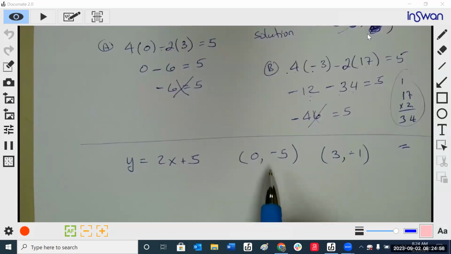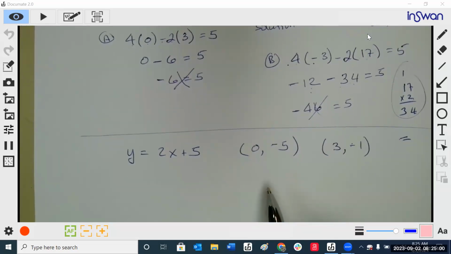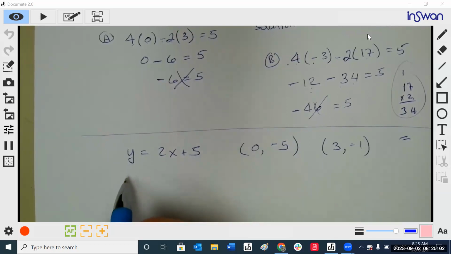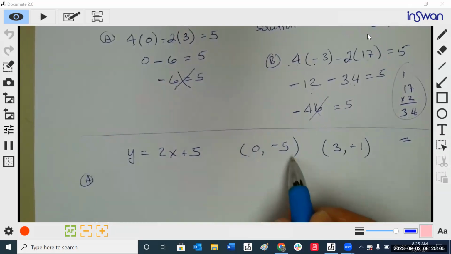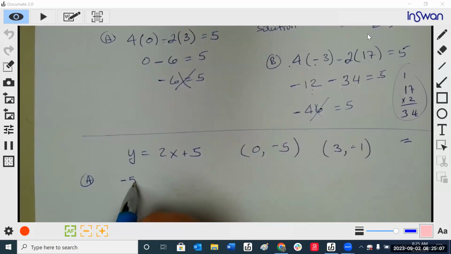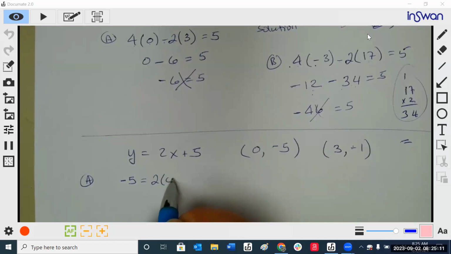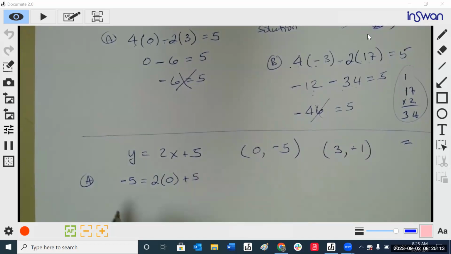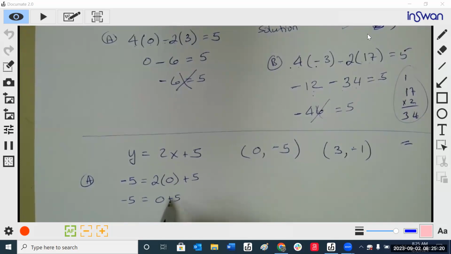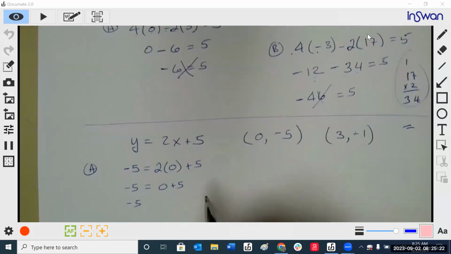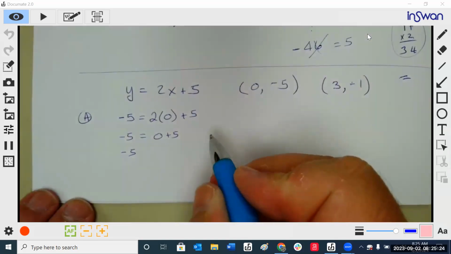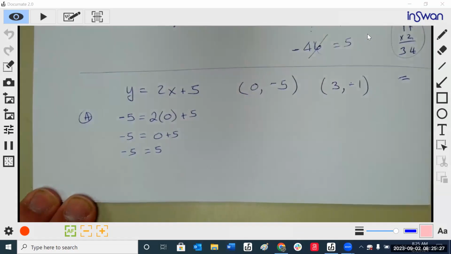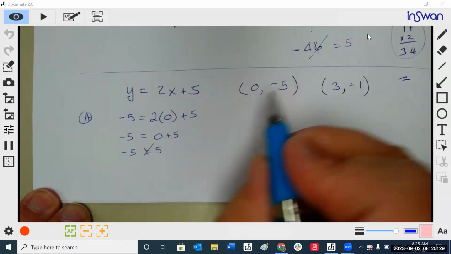So what do we do with the first one? So what's y going to be? Y is going to be -5. And x is going to be 0. So it's 2 times 0, 0 plus 5. Are they equal? No. So not a solution.